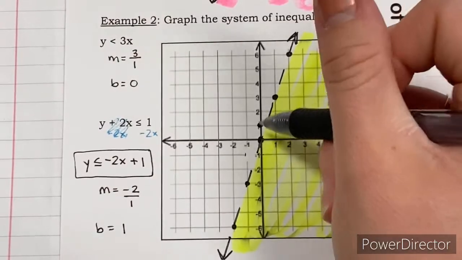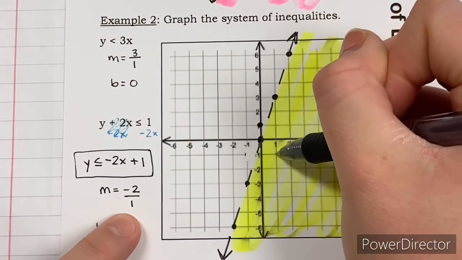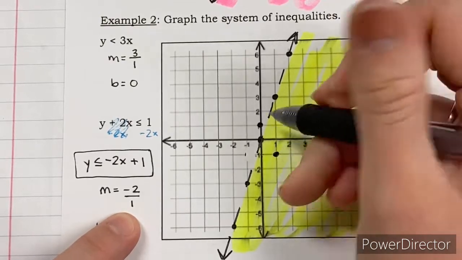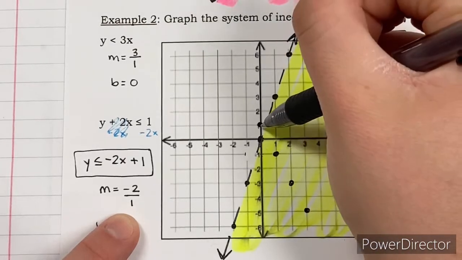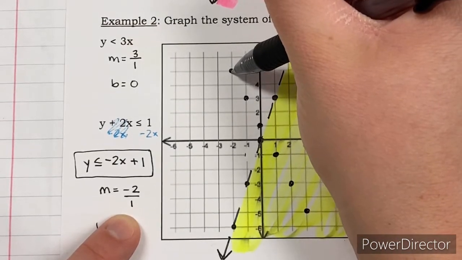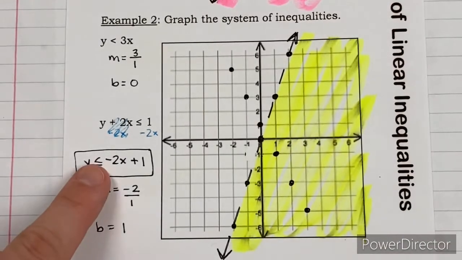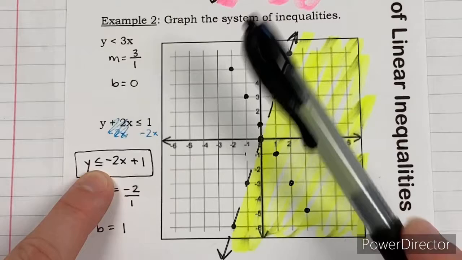So let's try this again. There's my y-intercept, and I'm going to go down 2, right 1. Down 2, right 1. And then if I wanted to go the other way, it's up 2, left 1. Okay, so now let's go back to our inequality because now we have to decide what type of line we're going to draw.